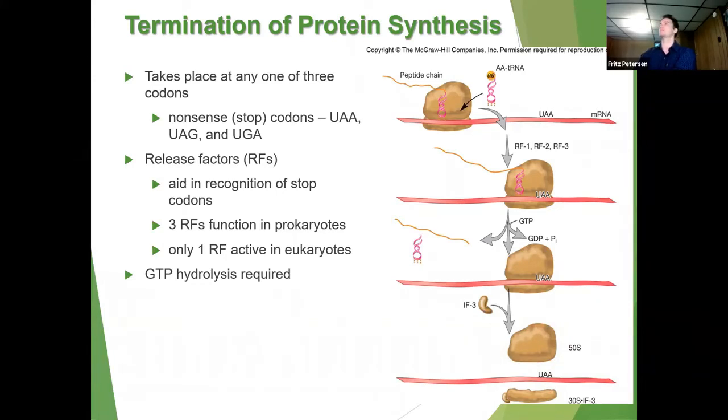translation. Sorry, translation. I knew I was messing that up. Remember, you can always distinguish between the two. Transcription happens before translation because C comes before L in the alphabet. Easy way to remember that. So yeah, the large and the small units dissociate from the mRNA and from each other, and they can then be recruited almost immediately into another translation initiation complex.